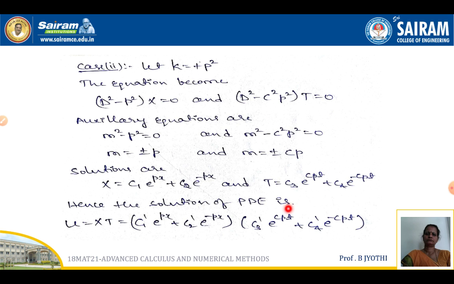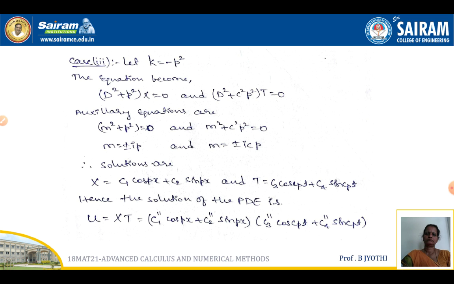Hence, the solution of the PDE is given by u equals x into t, that is (c1 dash e power px plus c2 dash e power minus px) into (c3 dash e power cpt plus c4 dash e power minus cpt). So this is how the solution is obtained in the second case. Let's go for the third case.